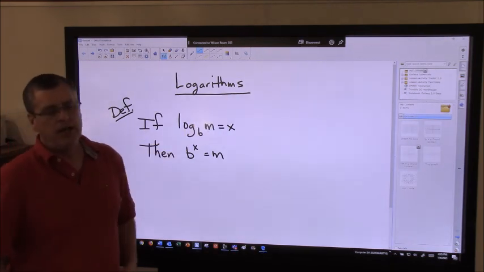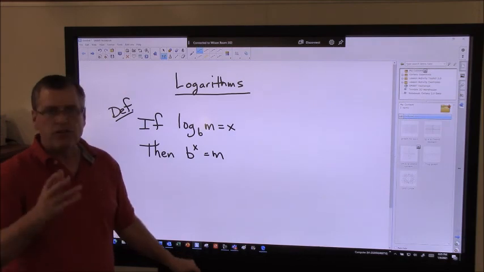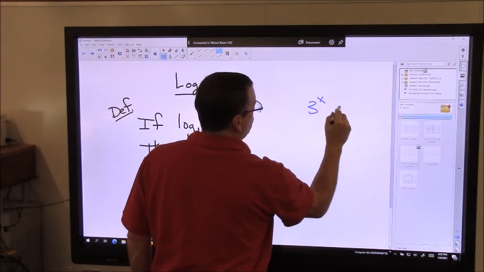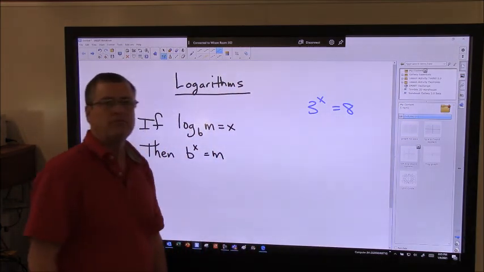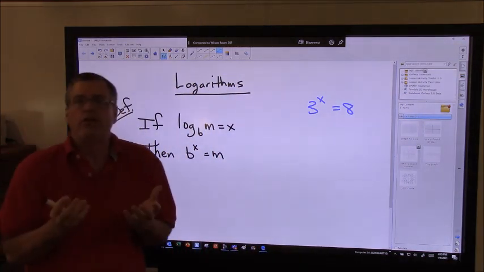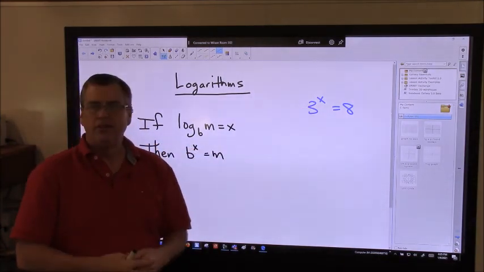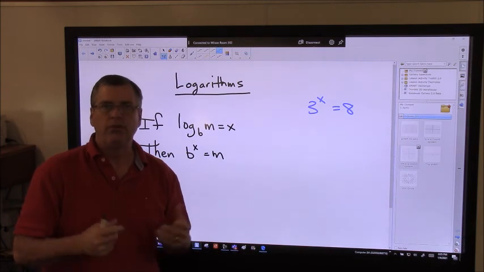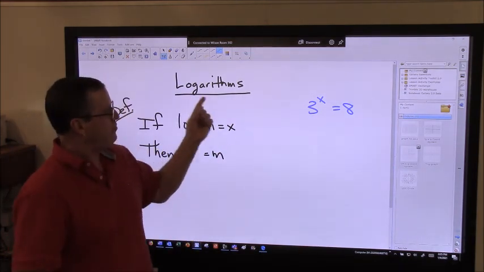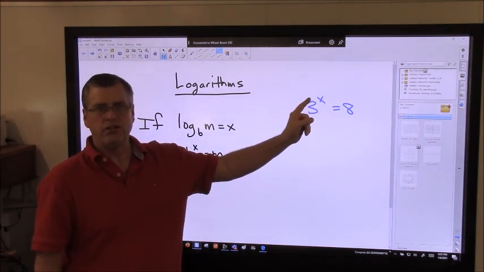Logarithms. Why do we have logarithms? Well, I'll just give you a quick example. If I was trying to solve this equation, 3 raised to what power equals 8? Well, I know 3 squared is 9, so it's got to be less than 2, my exponent. So I don't know, 3 raised to the 1 point, who knows what. That's the whole idea of logarithms, is they help us solve equations where the variable is in the exponent.